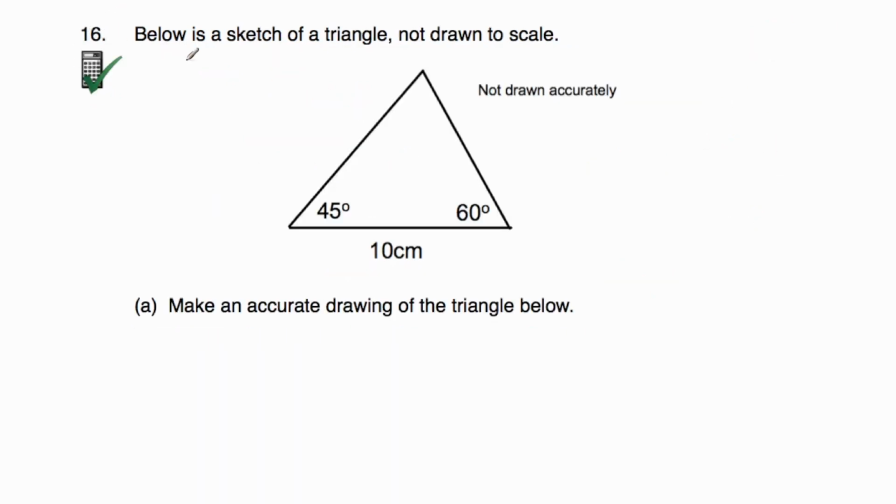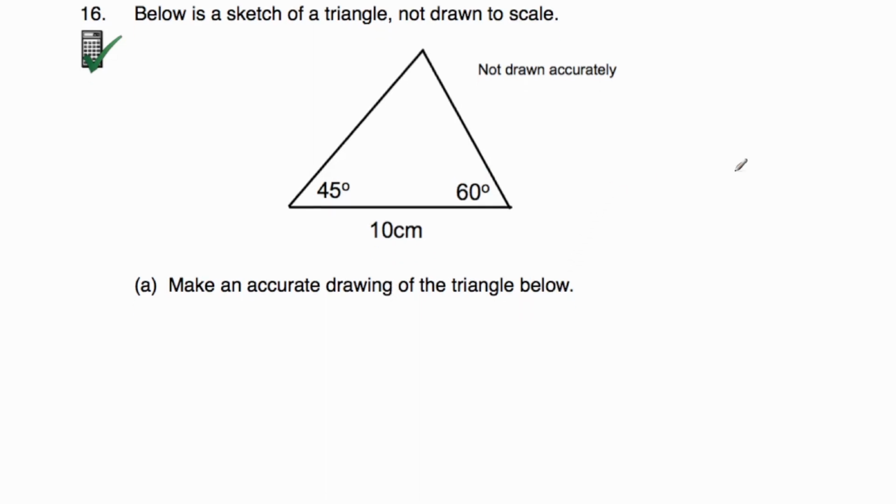Okay, question number 16. We're told that below is a sketch of a triangle and it's not drawn to scale. This is a sketch of a triangle with a base of 10 centimeters. The angle on the left hand side is 45 degrees and the angle on the right hand side is 60 degrees. And we've been asked to draw an accurate drawing of the triangle below. So in this space below we need to draw that triangle.